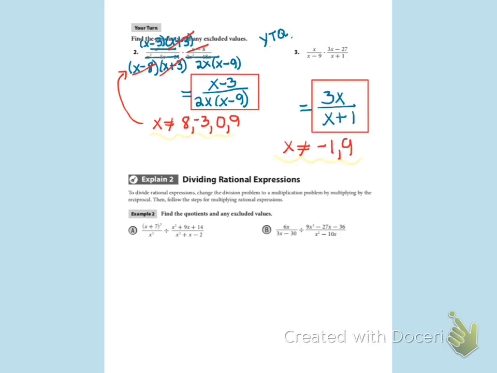So thank you for giving that one a try. Our final expression reduces to 3x over x plus 1 with 2 excluded values, -1 and 9. So now it's time to move on and talk about dividing.